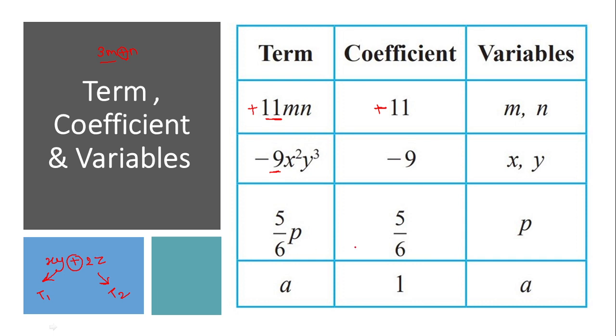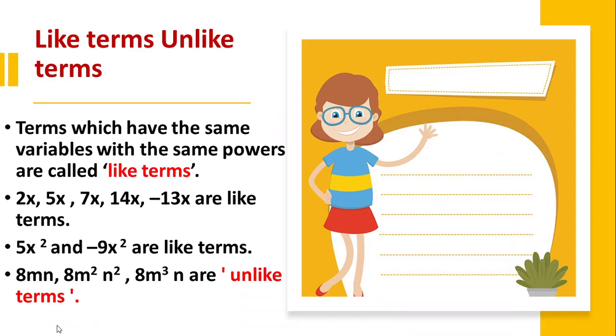Here 5/6 will be the coefficient, t will be the variable. Now children, here you have simply a. Nothing is there means the coefficient is supposed to be 1 and the variable is supposed to be a. Again I repeat, coefficient means the number part and variable means the alphabets. I hope children now you are clear with the concepts of term, coefficient and variables.